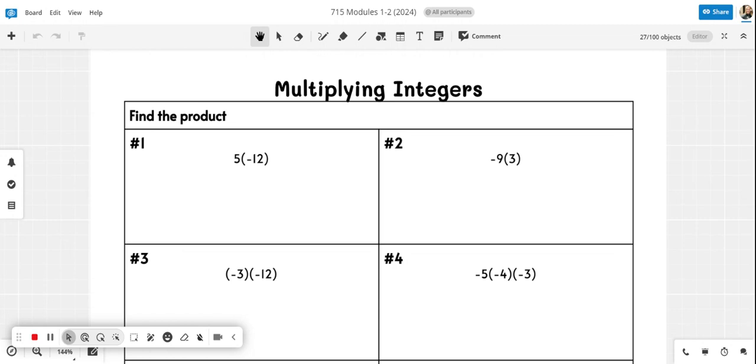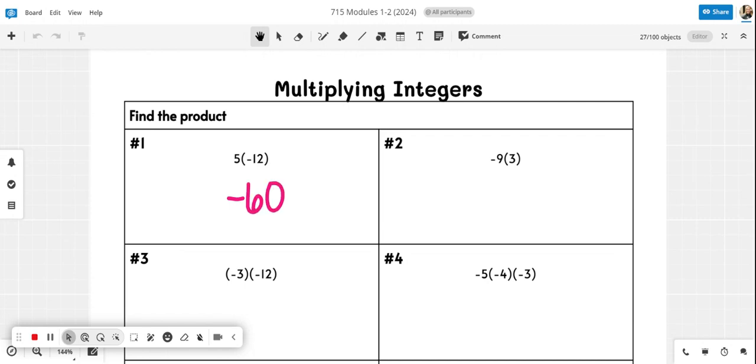So I want you to take a look first, looking at number 1, and I want you to first think if it'd be positive or negative. So I have a positive times a negative. So I have different signs, so my product will be negative. Then I'm thinking about 5 times 12. So hopefully we're thinking about those mental math facts. 5 times 12 is 60, so we have negative 60.